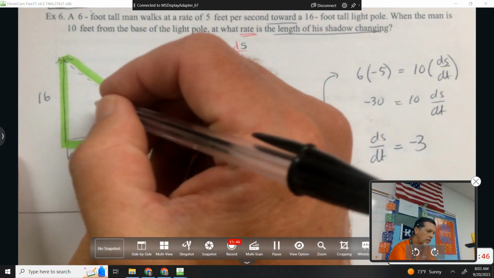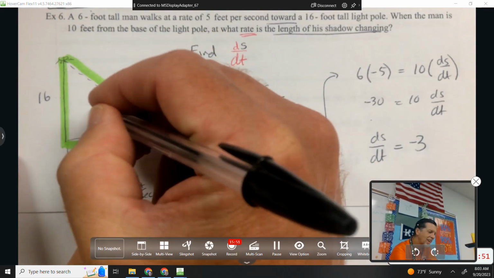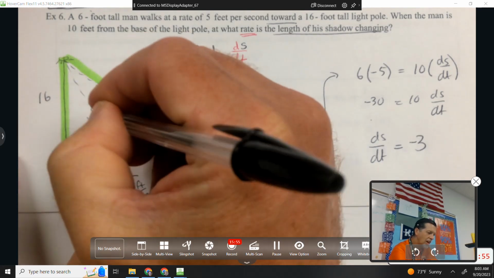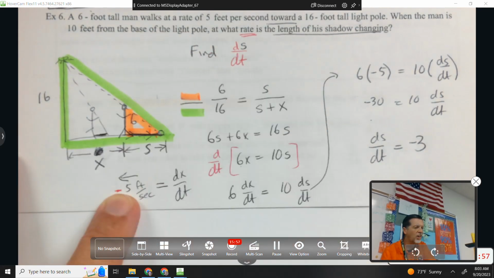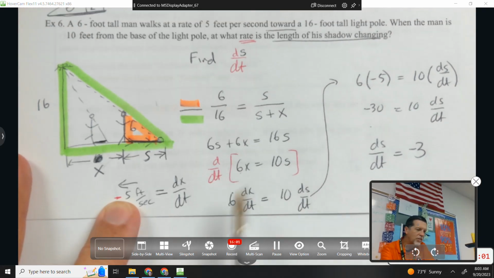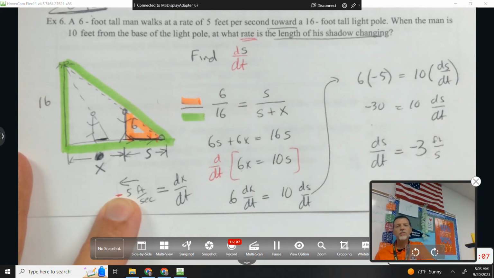Right? If he's 6 feet tall, so he's not like walking along, his head's not following this path. Like a second later, he's over here. And so yeah, his shadow is getting shorter, so that makes sense. It didn't ask for units, but s is feet, time is seconds, so his shadow is getting shorter at 3 feet per second.